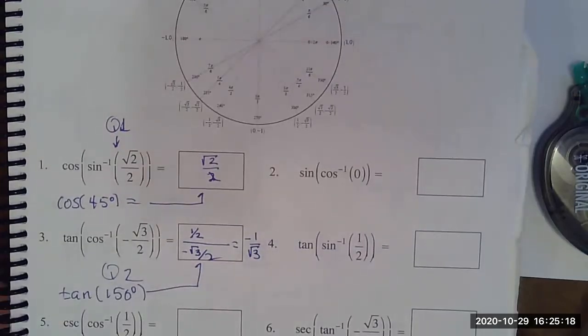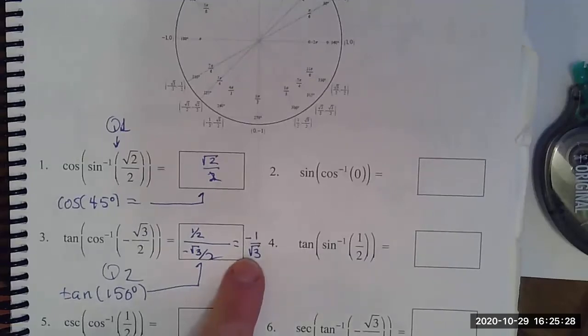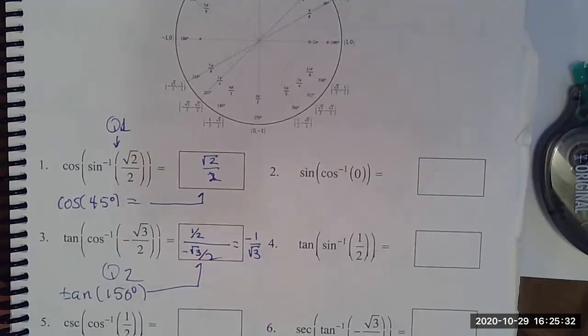It could be that the answer on the multiple choice version rationalizes the denominator. Multiply top and bottom by radical 3. So that would be negative root 3 over 3.